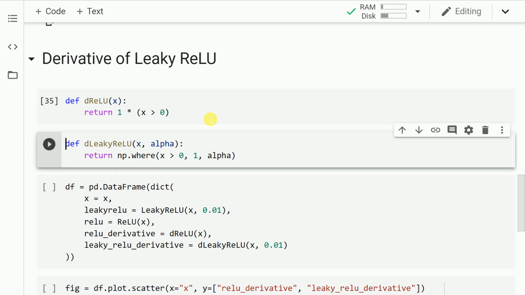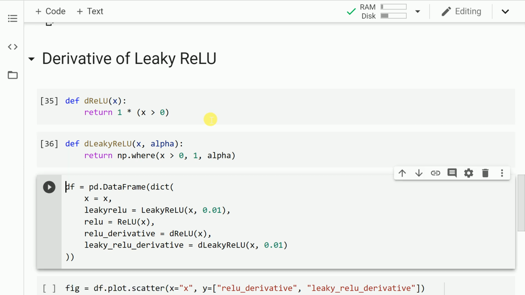The only change to the derivative of the ReLU function comes in the negative direction of x. When you consider the positive direction of x, the derivative of ReLU is 1. But when you consider the negative direction, since we've added a small multiplication term, that is the value you would observe in the negative direction of x when you consider the derivative of leaky ReLU. So let me run this cell, and this actually implements whatever theory I've just mentioned so far. The next thing I do is generate a data frame df which contains the values of x, the leaky ReLU values, the ReLU values, and the derivative of both of them. So let me run the cell.